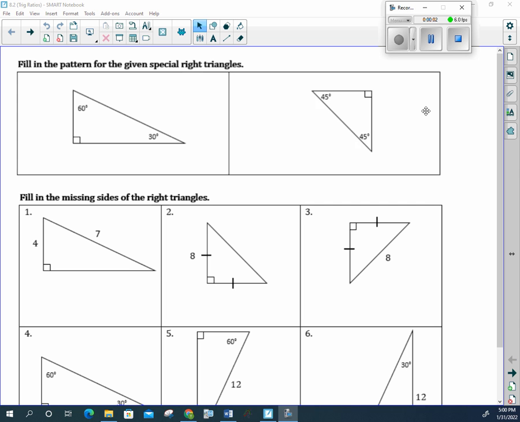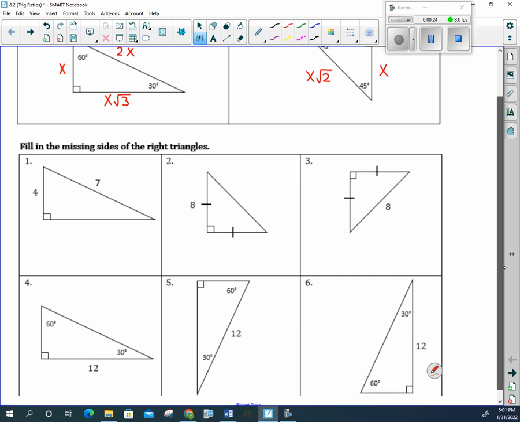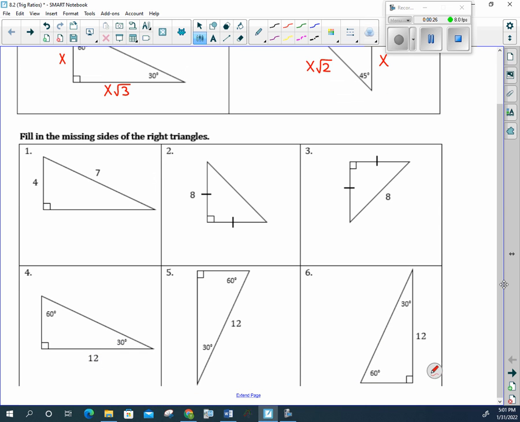Okay, today's bell work is just a refresher of last time's lesson on our 30, 60, 90s. So remember, and our 45, 45s. So if we go and put in our ratios, this is going to be x, 2x, x square root 3. Over here, 45, 45, x, x times square root of 2. All right, so I'm just going to put the answers in here really fast, and then we'll go from there.